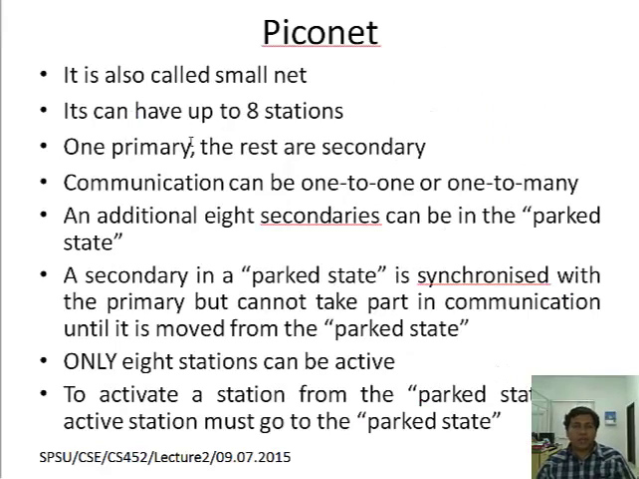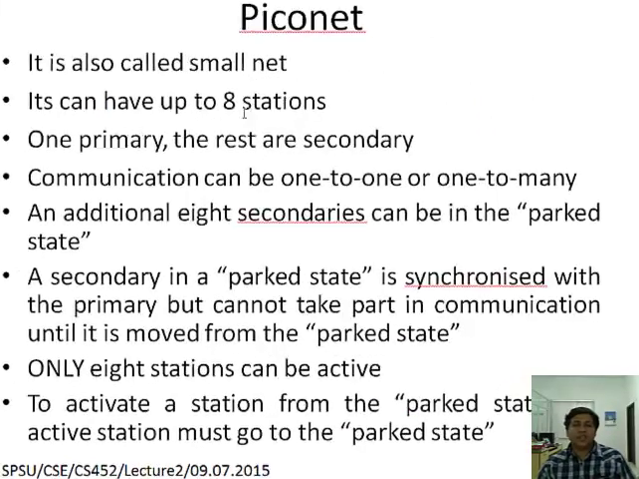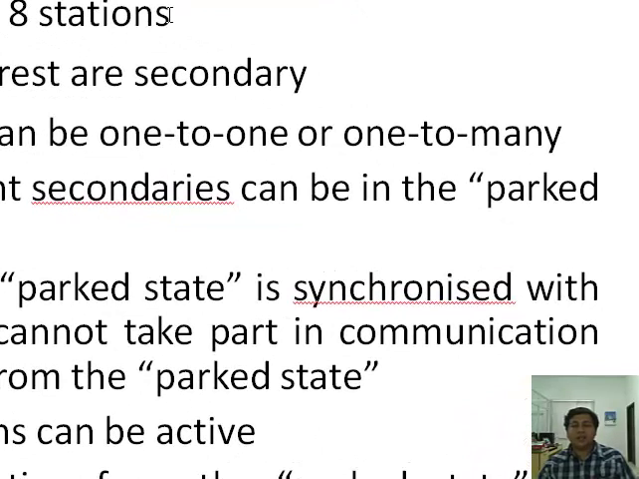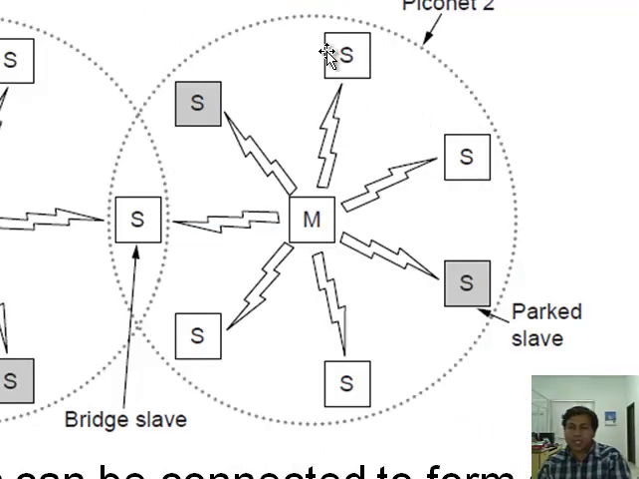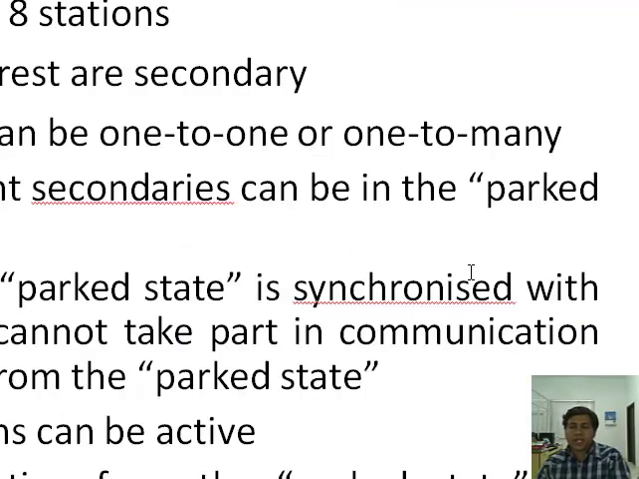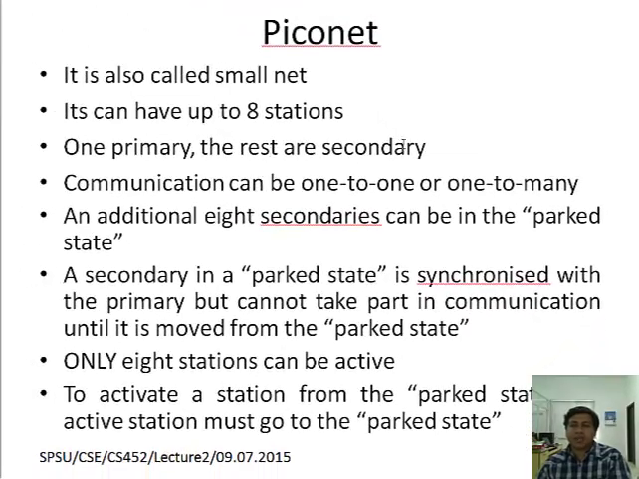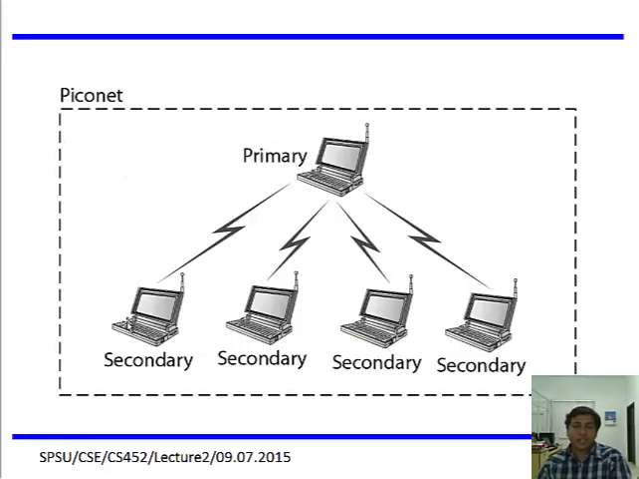So what is a piconet? A piconet is a small network having 8 stations. Some stations are parked, and some are active. There can be 8 active stations, out of which one station is always primary and the rest are secondary. Communication in a piconet can be one-to-one or one-to-many. Any addition beyond these 8 secondaries are in a parked state, and the parked state has a different architecture for synchronization. So this is basically the architecture of a piconet.